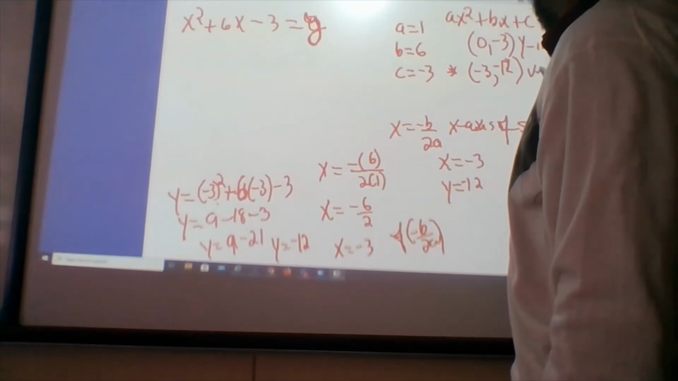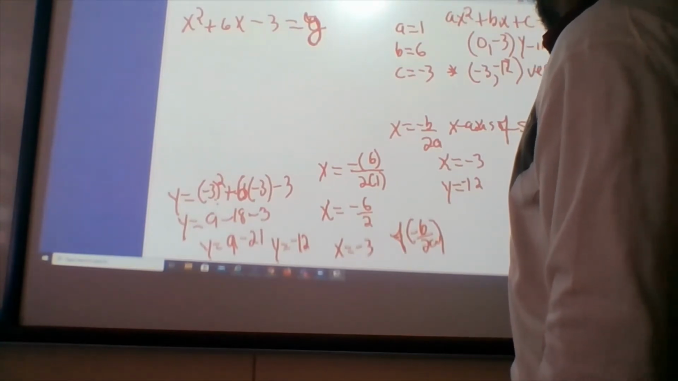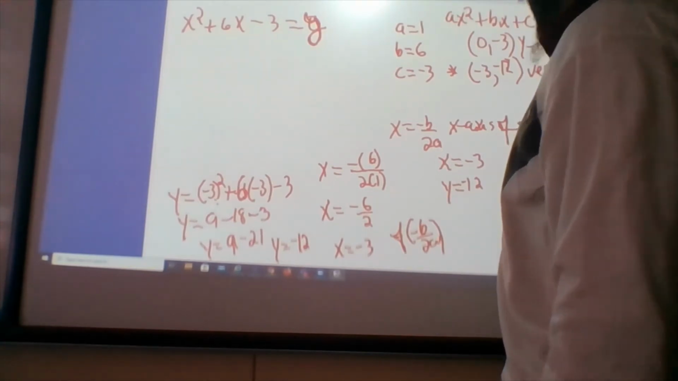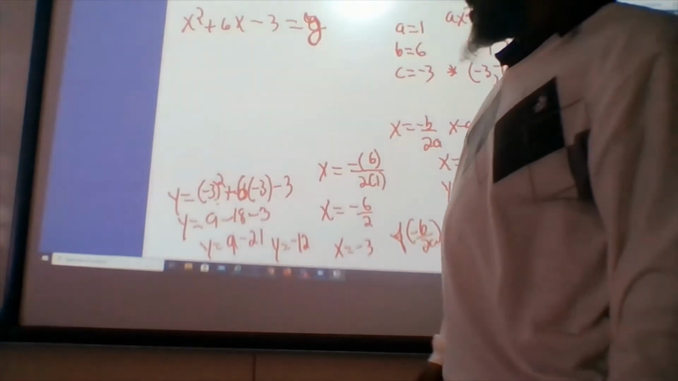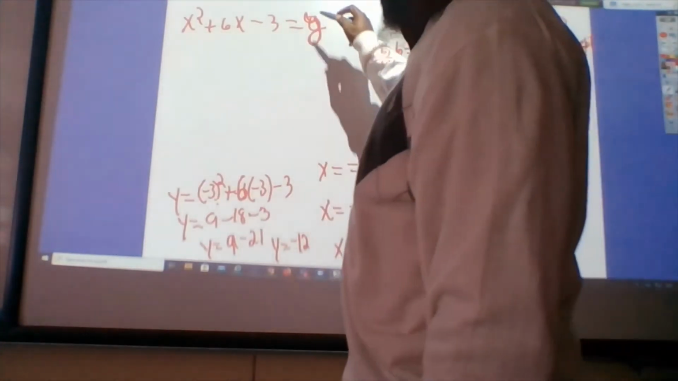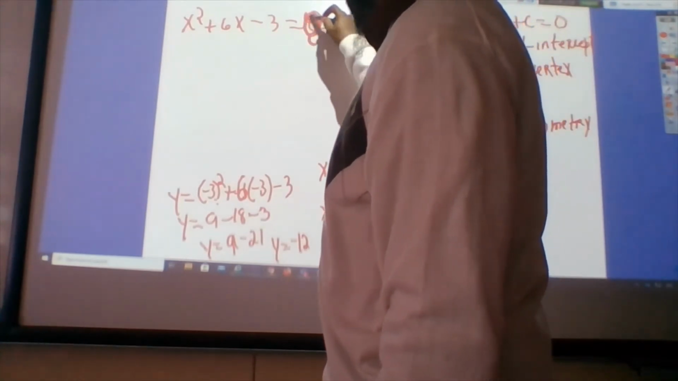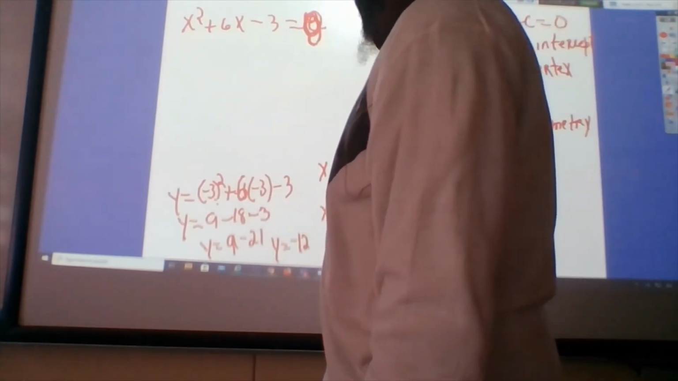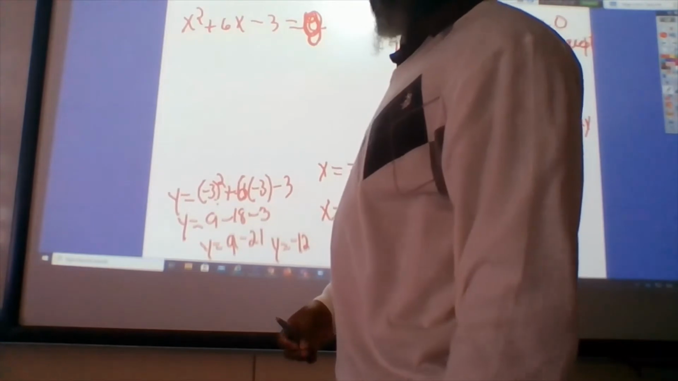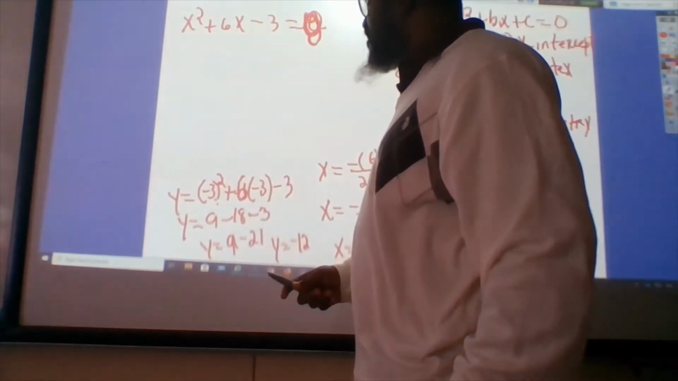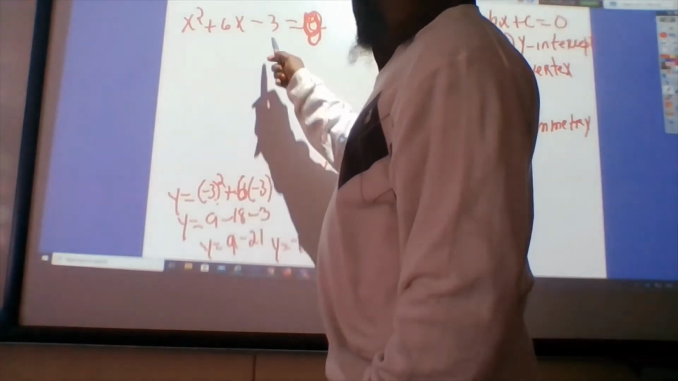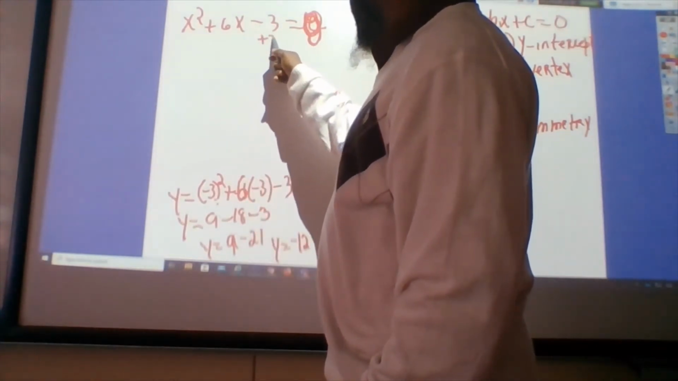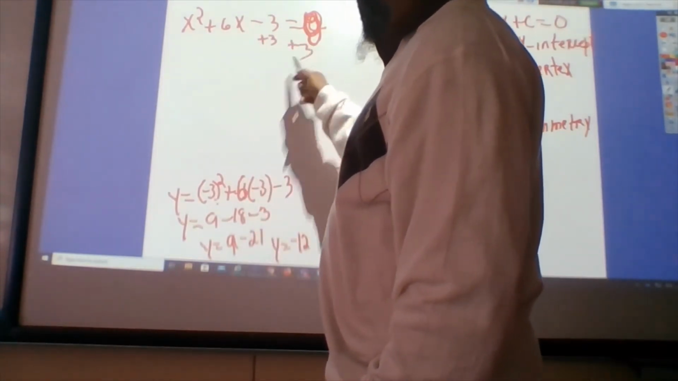So I'm going to use the completing the square method, then use the quadratic formula. I'm going to use both methods at the same time, then you will be able to use what you want to use. I'm going to add 3 to each side so I can have my equation in the form ax squared plus bx is equal to c. So I will have x squared plus 6x is equal to 3.